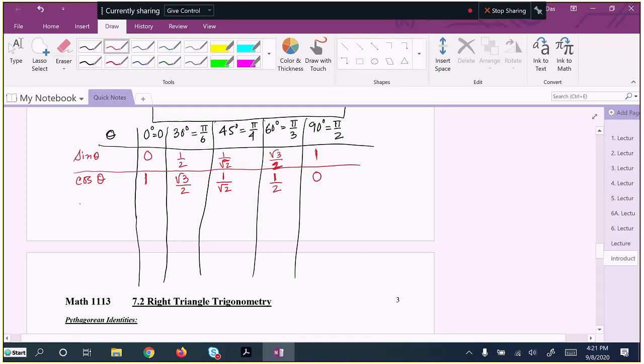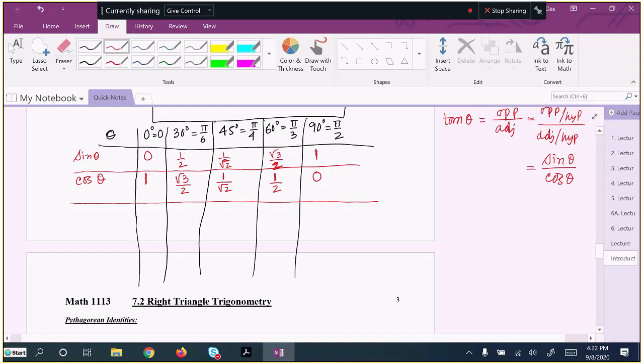In order to create tangent, I'm going to use sine and cosine, but to do so, I need to identify one other nice identity. Remember, tangent theta is equal to opposite over adjacent. Well, then divide opposite by hypotenuse. And since you have done the division on the top, you have to do the division on the bottom. So on the bottom, I divide adjacent by hypotenuse. But what is opposite over hypotenuse? That's sine theta. What is adjacent over hypotenuse? That's cosine theta. And that is a very nice relationship. Tangent theta is sine theta over cosine theta.